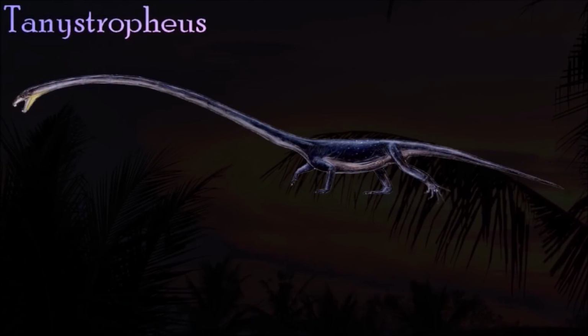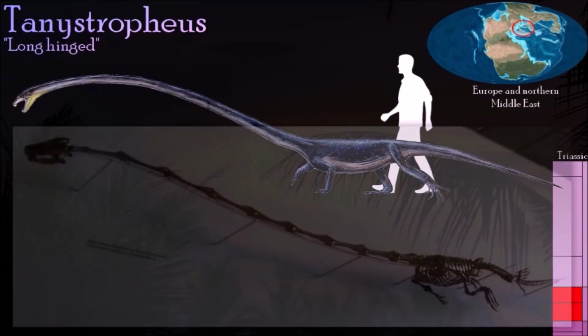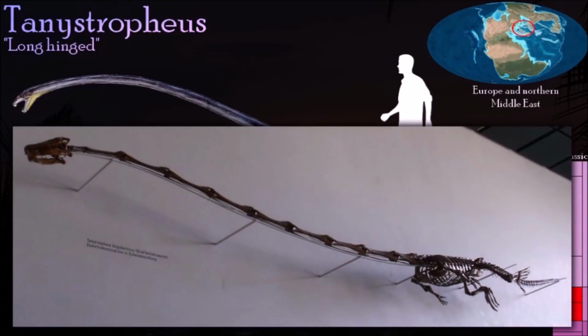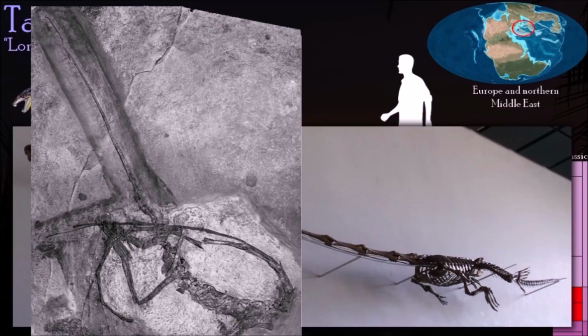Tanystropheus must rank among the most bizarre reptiles of all time, instantly recognizable by its outsized, noodle-like neck that was longer than its body and tail combined. This extraordinary neck was more than 3 meters long, about twice the height of an average man, yet it possessed only 10 greatly elongated cervical vertebrae to support it.